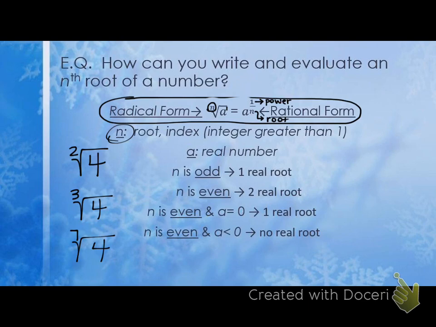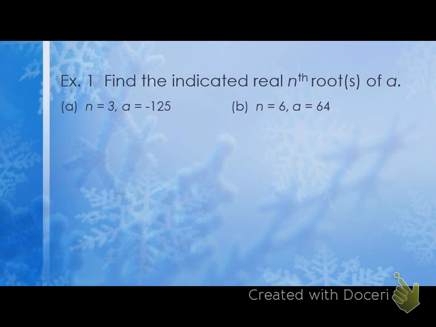All right, now, some of us are visual, so let's go do a problem. Find the indicated real nth root of a. Okay, we're going to actually put this in radical form, then we're going to change it to rational form, and then we're going to put it into our calculator. So if my n is equal to 3 and my a is equal to negative 125, we know that radical form is the nth root of a. Okay, so we're going to plug in what we know.